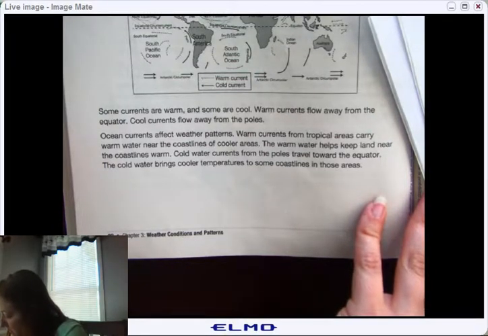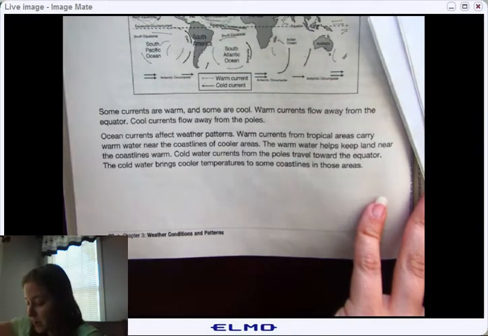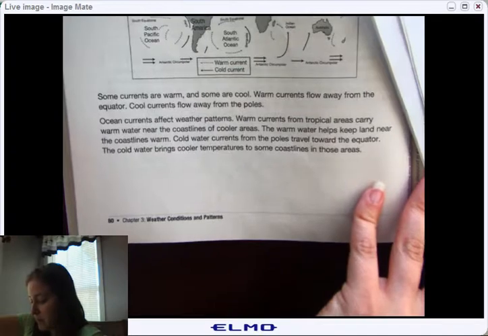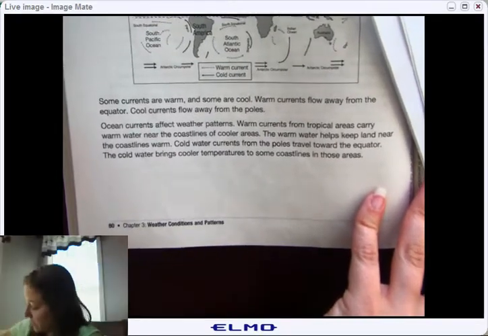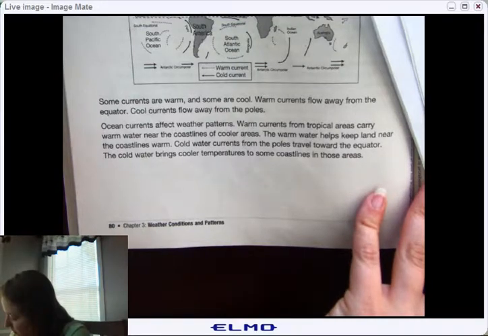Cold water currents from the poles travel blank the equator. So cold water currents travel towards the equator, right? Bringing cold temperatures to some coastlines in the areas.